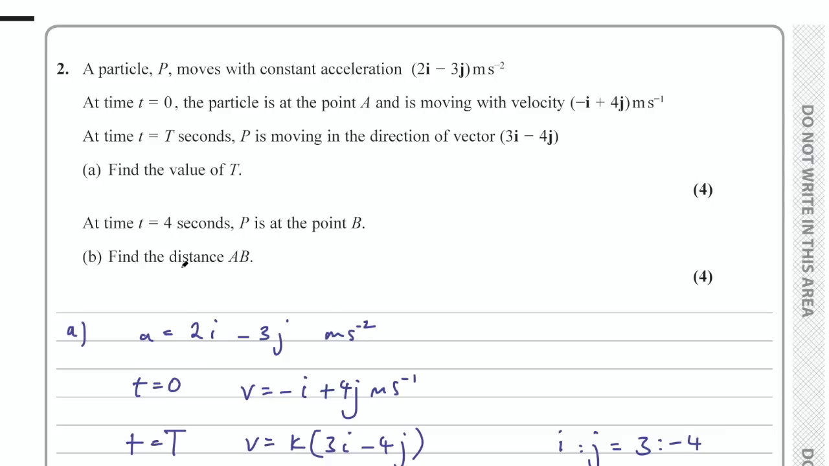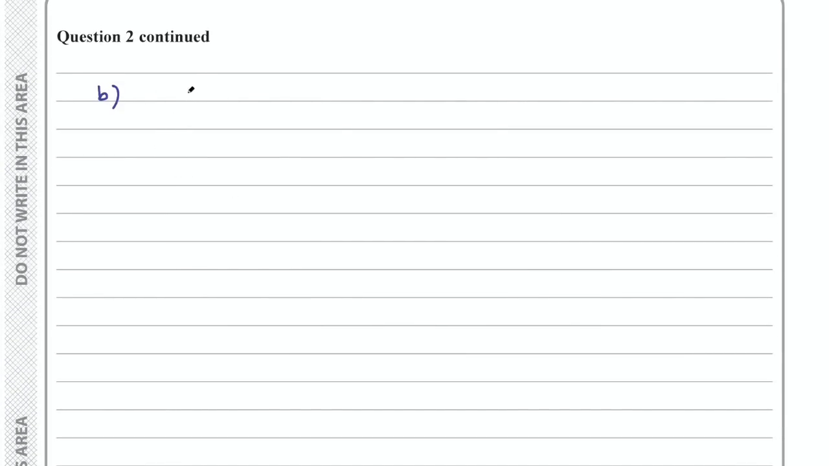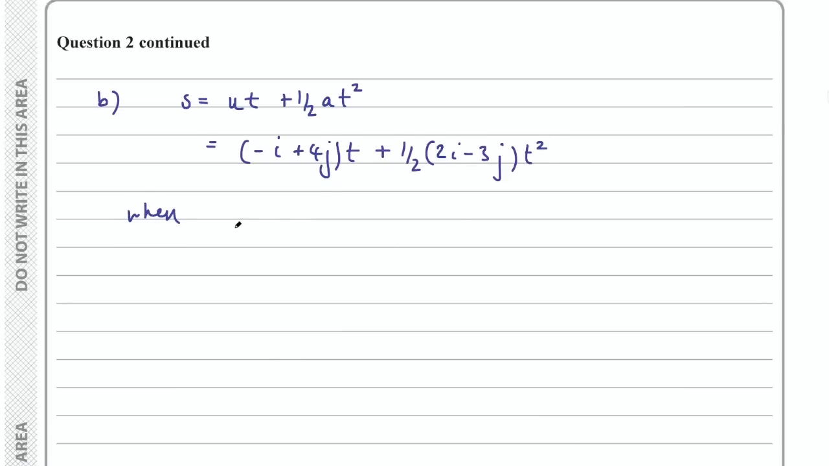For this I'm going to use the formula to find position. So down onto the next page for part B, the position formula says that the position equals the initial velocity times time plus half the acceleration times the time squared, and this should be enough to get our answer here. So our initial velocity vector was negative i plus 4j times the time, and we also have an acceleration vector that was 2i take 3j times time squared.